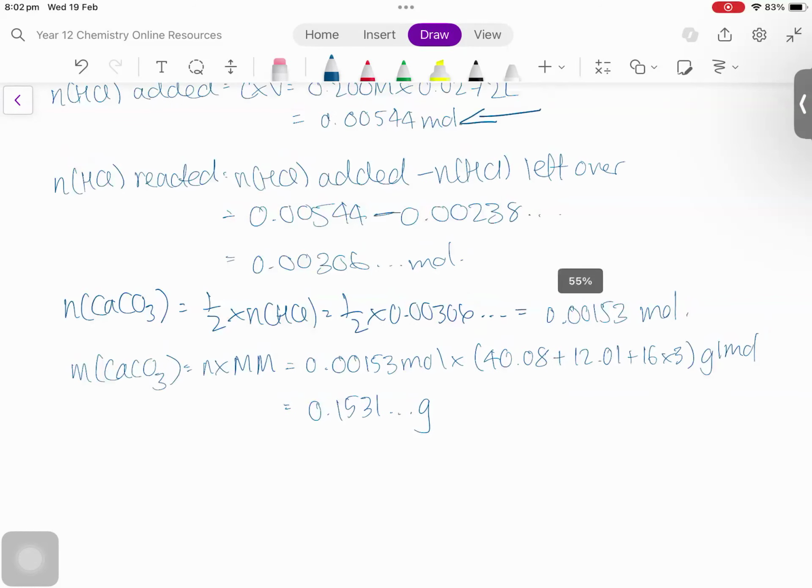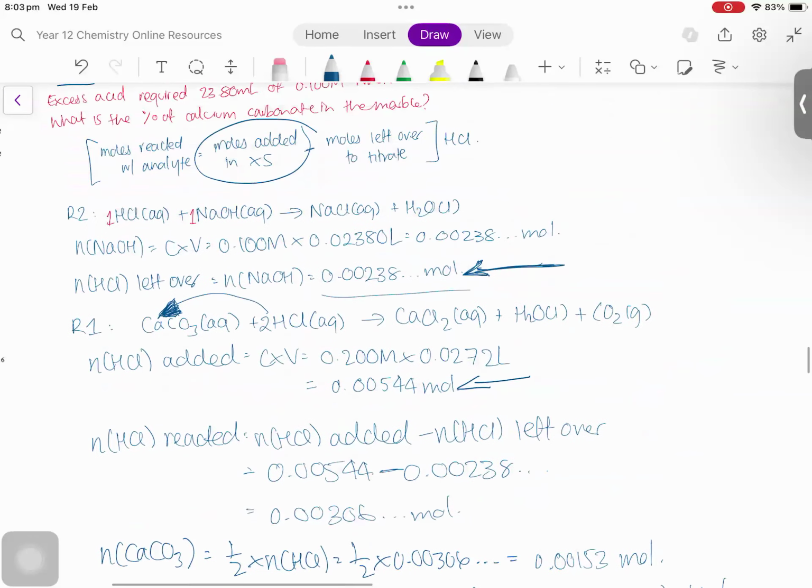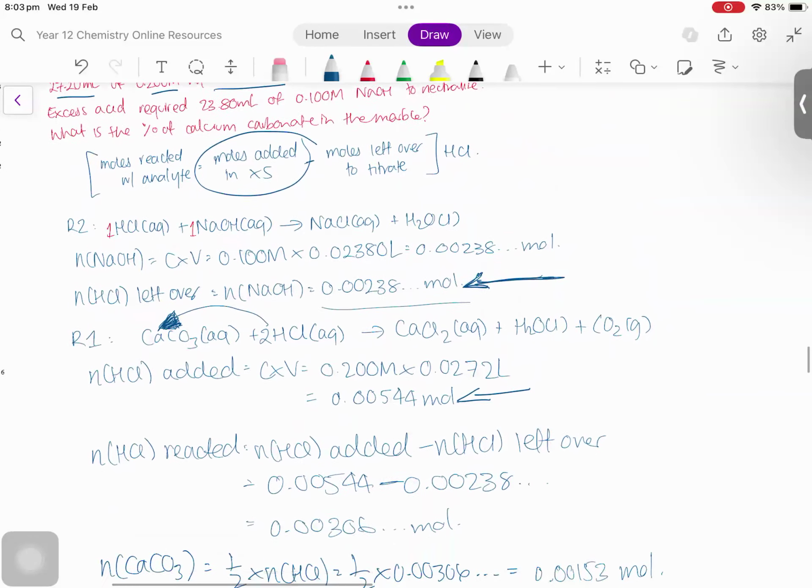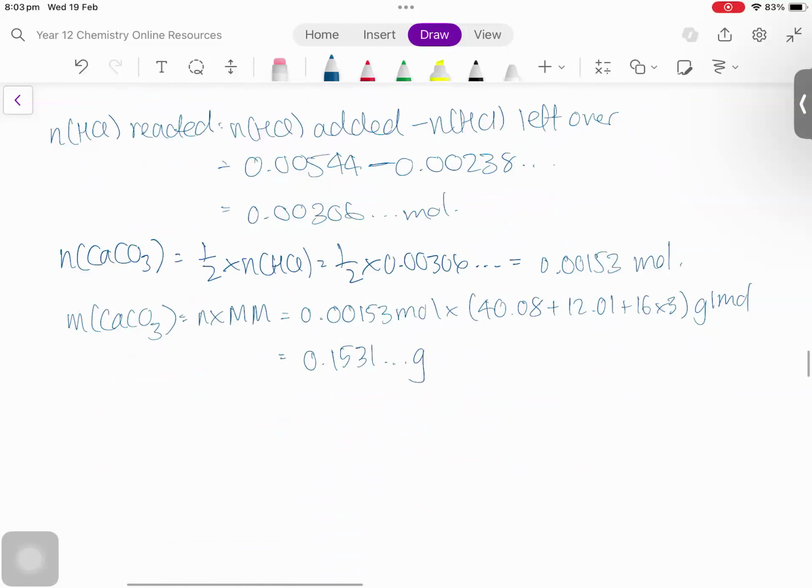And then they wanted the percentage mass. The whole thing was 0.188. So percentage mass of calcium carbonate is going to be 0.1531 grams over the whole thing, 0.188 grams. And then you turn something into a percentage by multiplying it by 100. What is the percentage mass of calcium carbonate?